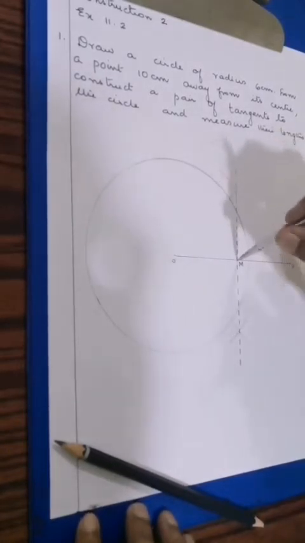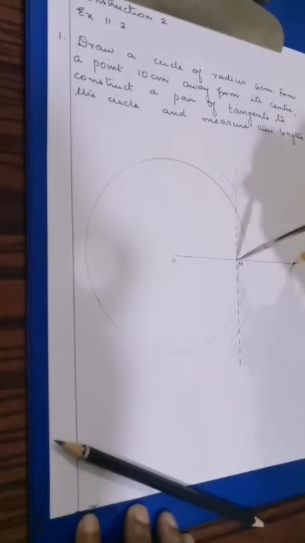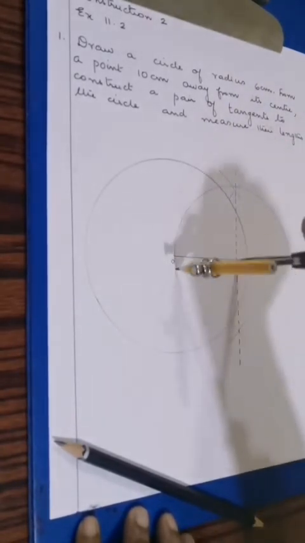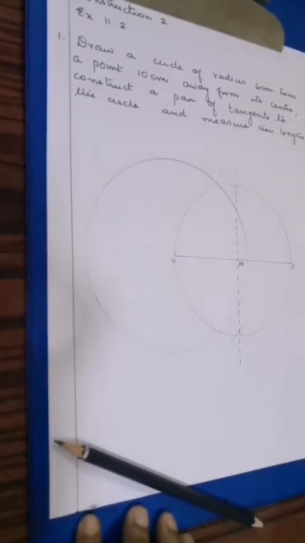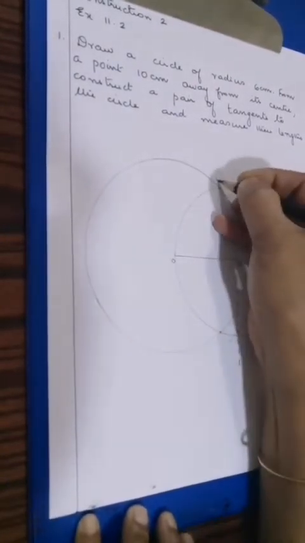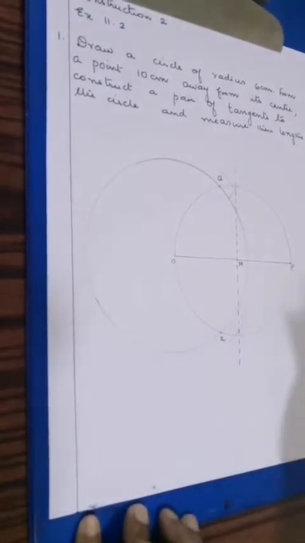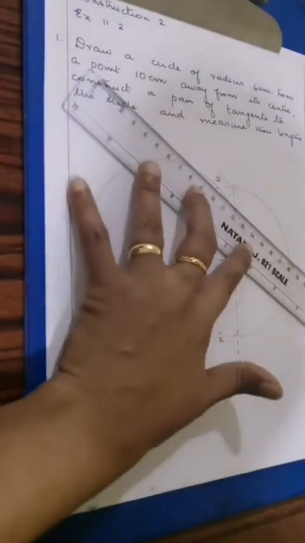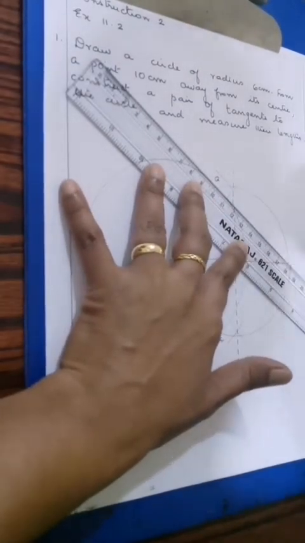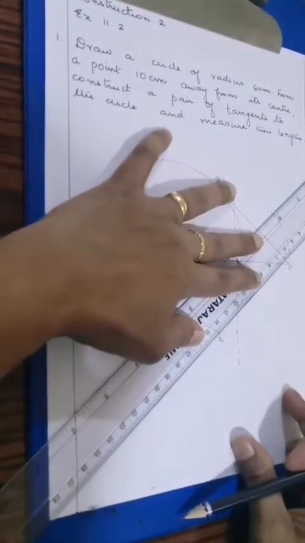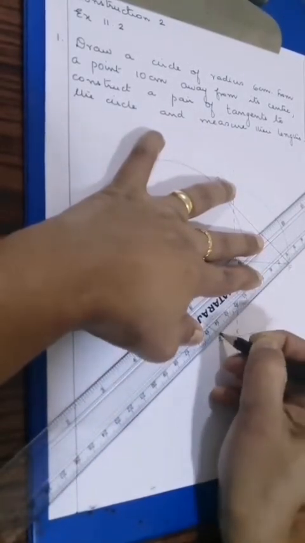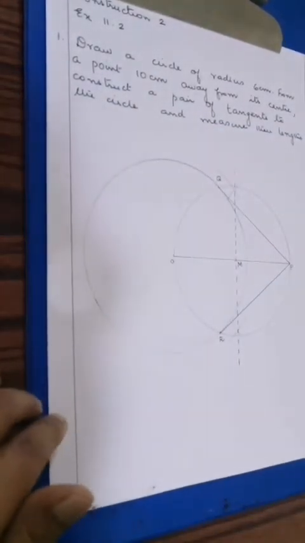The next step, with M as center and radius equal to MP, draw another circle, which will definitely pass through O, as well as intersecting the given circle at 2 points Q and R. Join PQ and PR, which will be the required tangents.